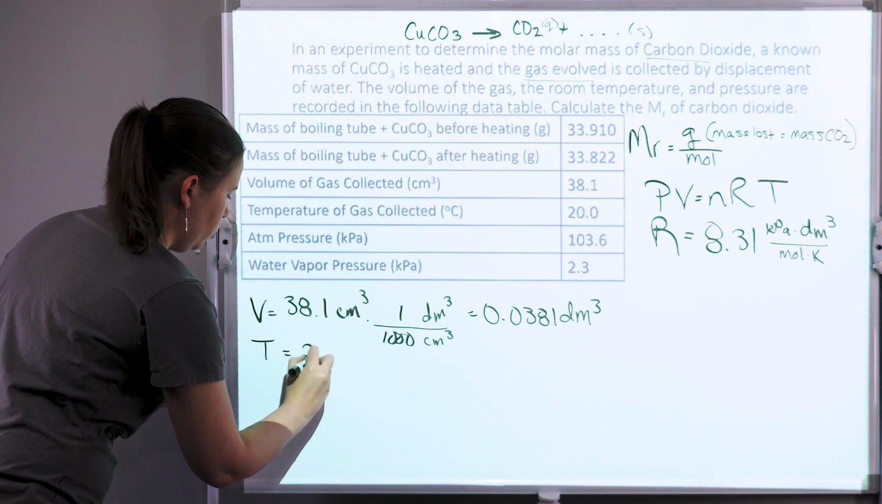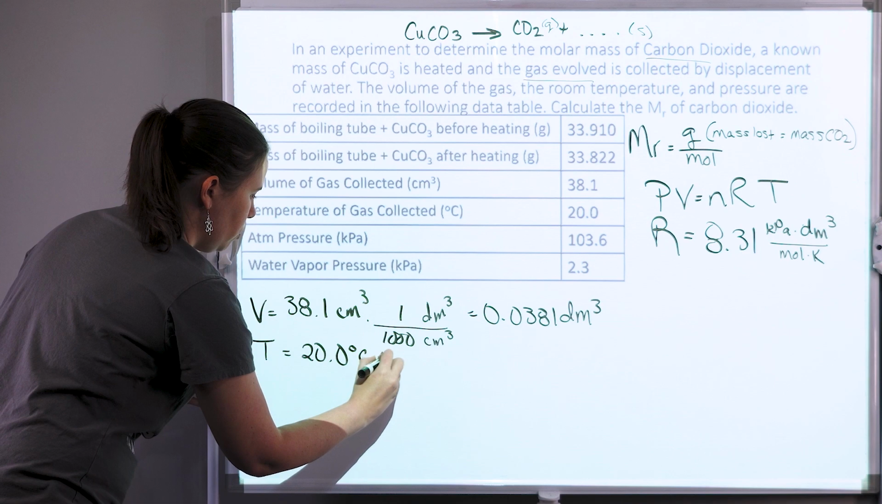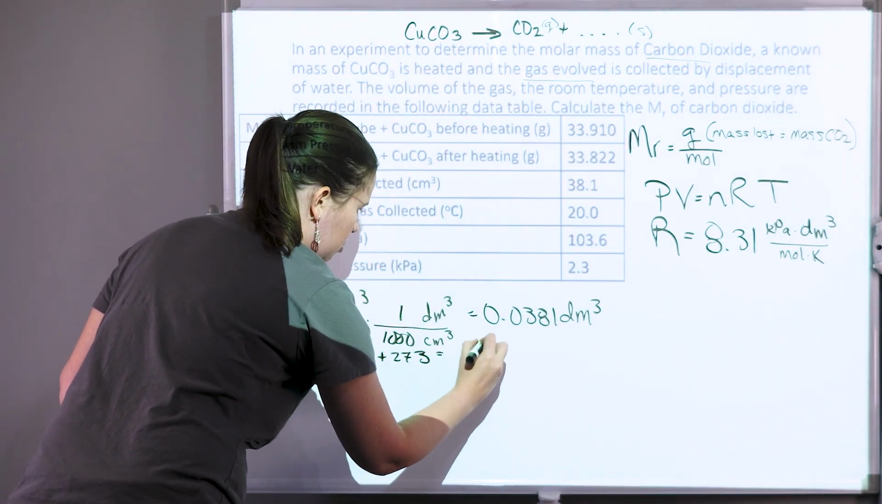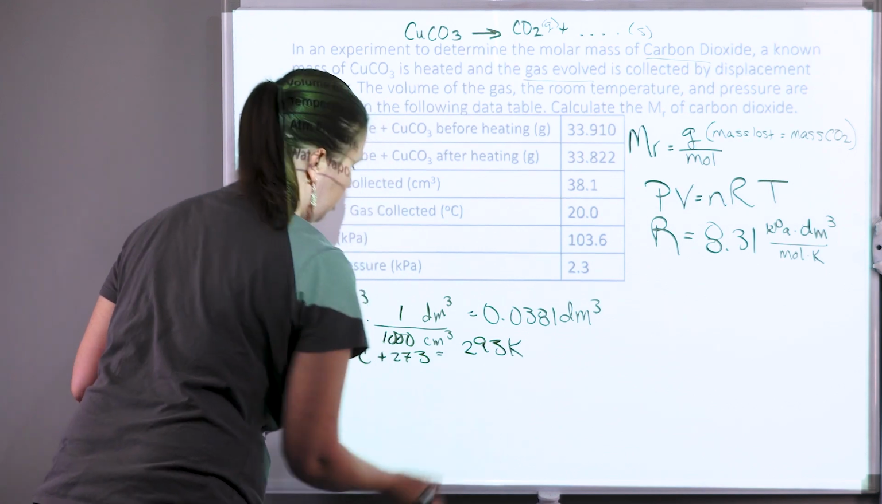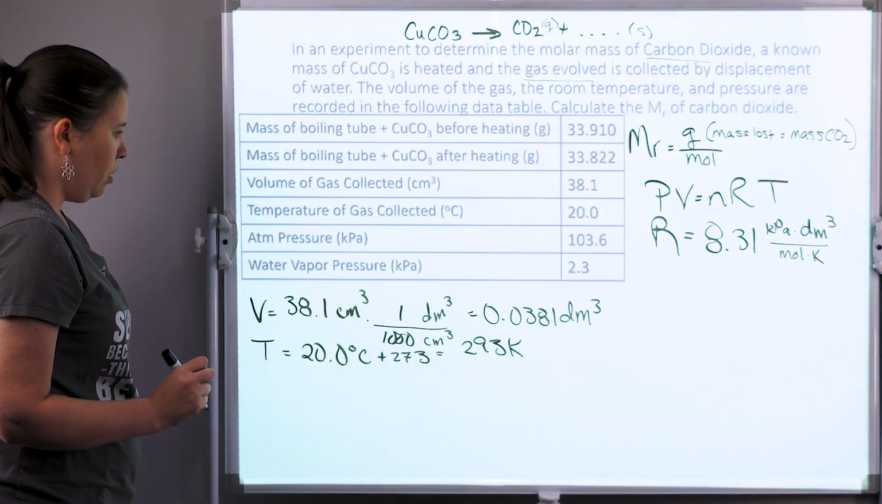Now let's do the temperature. Temperature is 20.0 degrees Celsius, and to convert Celsius to Kelvin, we just add 273, which is going to make this 293 Kelvin, going with ones place in terms of significant figures.